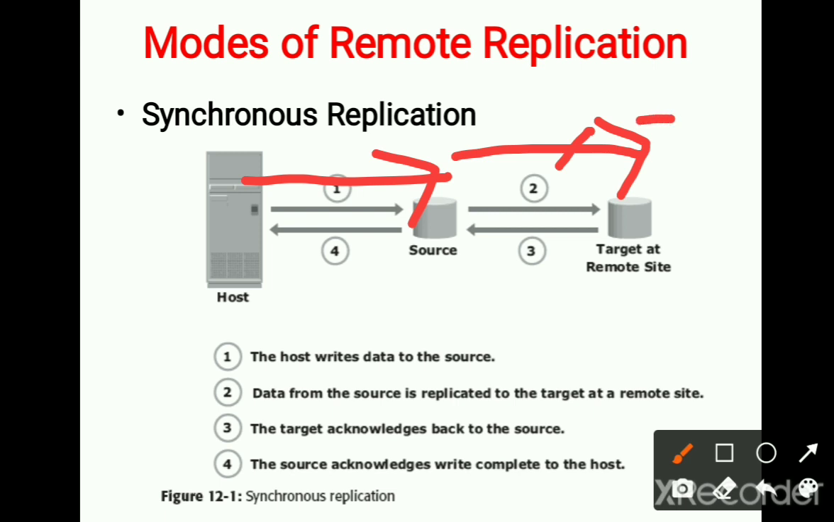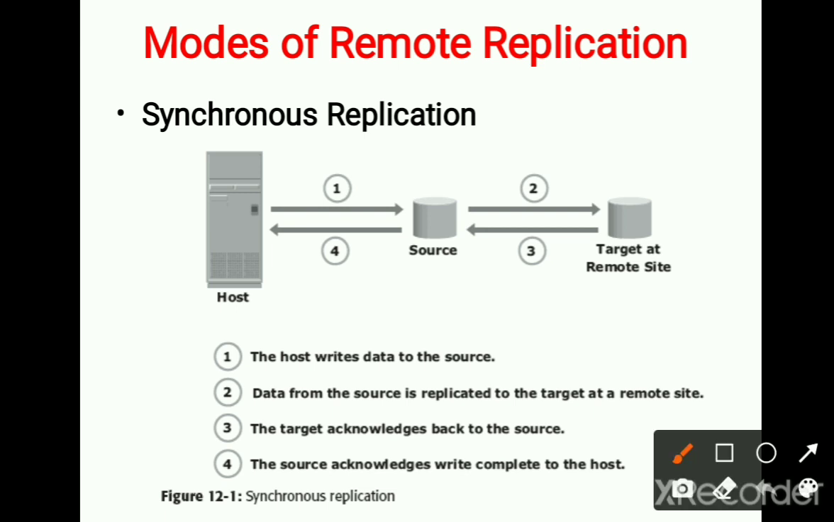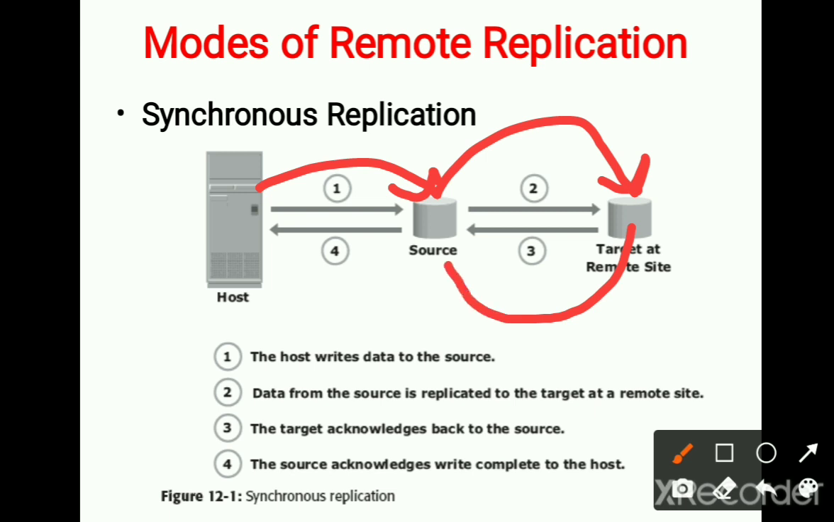Remember, the target is at a different geographical location, but still you are replicating the data. In synchronous replication, once the data is moved from the host to the source to the target, from the target we get back the acknowledgement to the source stating that the data has been copied, and at that time the source acknowledges back to the host stating that the write is complete. This is called synchronous replication.